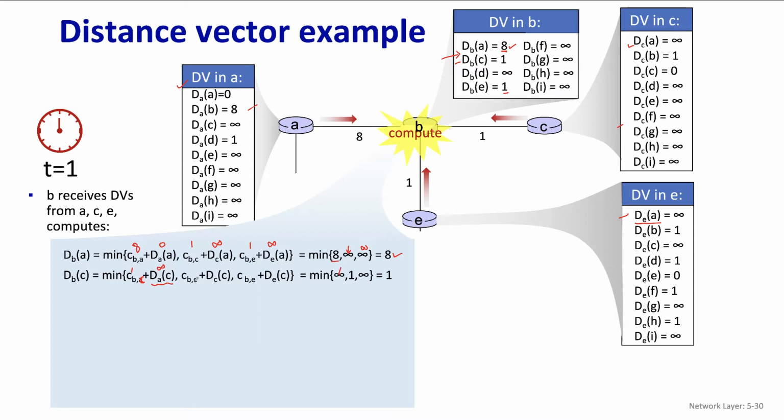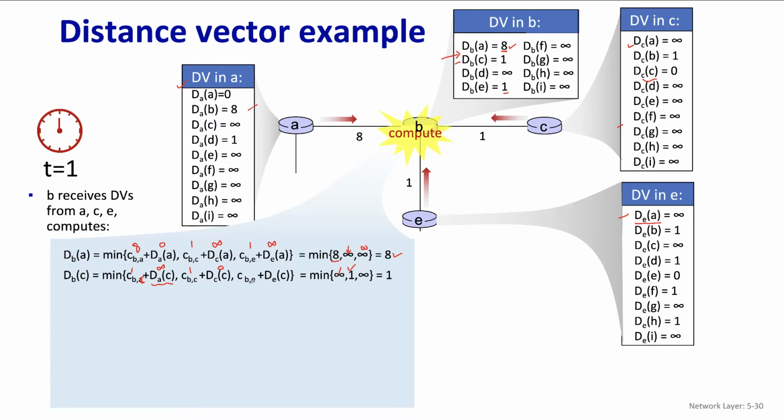Now, from B to C, you want to get the information from the distance vector of C, from C to C. So this is C, from C to C is 0. And you already know from B to C is 1, right? So 1 plus 0 is 1.